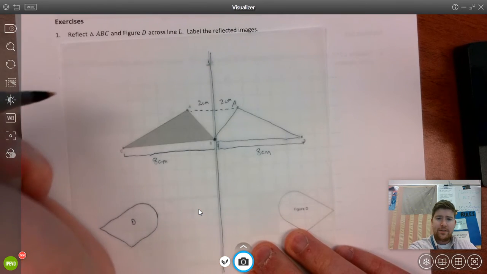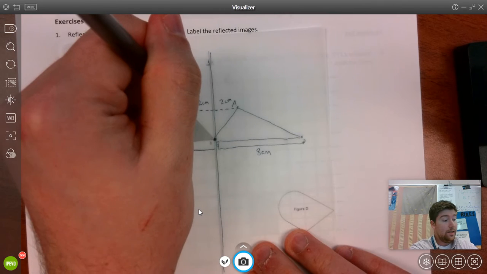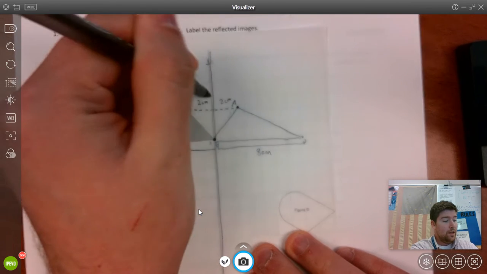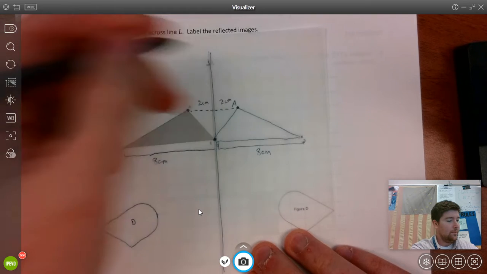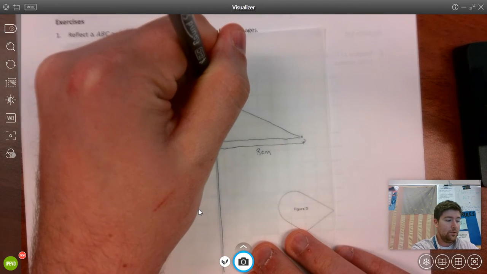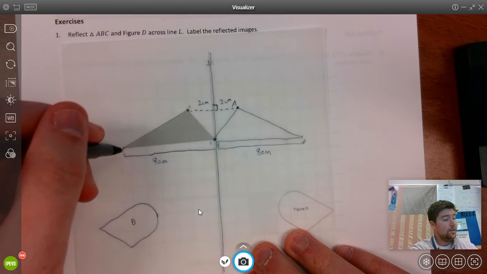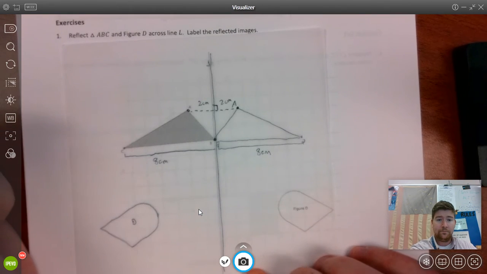Now there's something else that's really important that we should also notice. When you make a straight line that connects those points, they should intersect your line of reflection at a 90-degree angle, or a right angle. That's always going to be true with a reflected point, with a reflected image. If you connect the original to the new one, it should make a 90-degree angle.